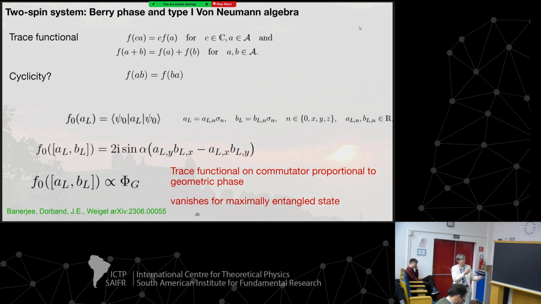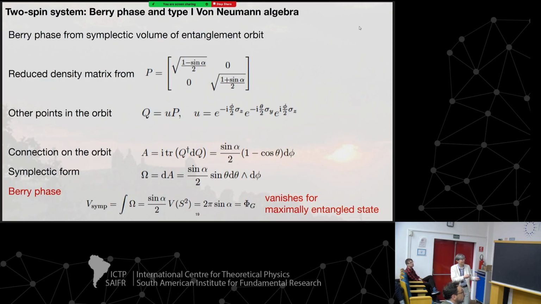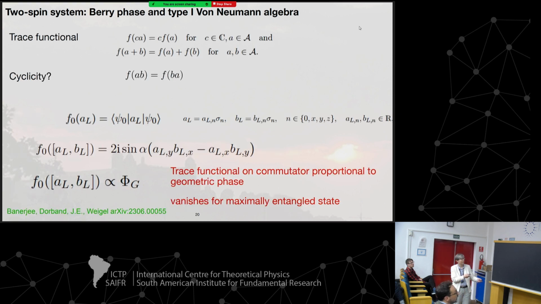And now the point is that this sine alpha we already found before is precisely our geometric phase in the simple case. Okay, so now we can invert this relation, and then essentially we see that this trace functional is proportional to the geometric phase, just using this very simple example that I showed to you.